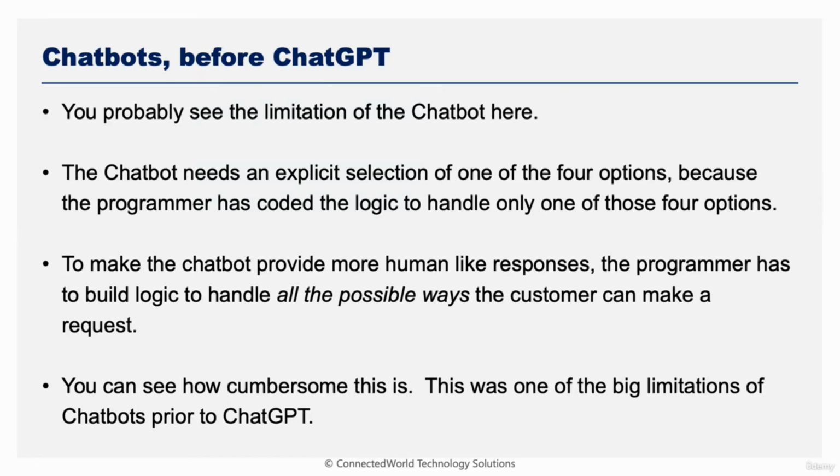It needs an explicit selection of one of the four options because the programmer has coded the logic to handle only one of those four options. So when a customer is asking a general question, if it does not fall within those four options, the chatbot keeps repeating it. And finally, it ends up assigning the call to an agent.